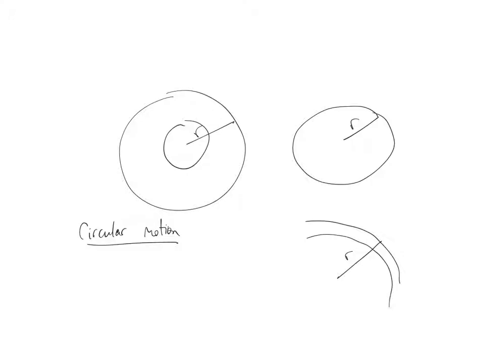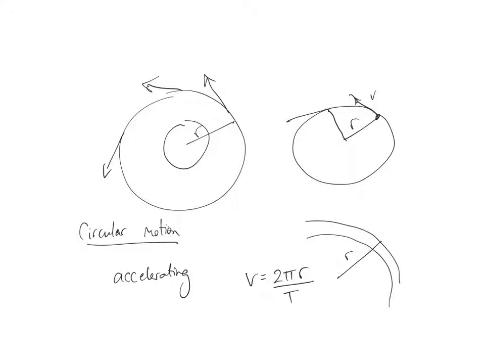Now, even though they might have a constant speed at any particular point around the circle, because they're constantly changing direction, they are accelerating. So an object on a string at any particular point is accelerating, and the tangential velocity can be worked out. The orbital velocity can be worked out, and it's a circle with a radius divided by time, so it's a distance divided by time.